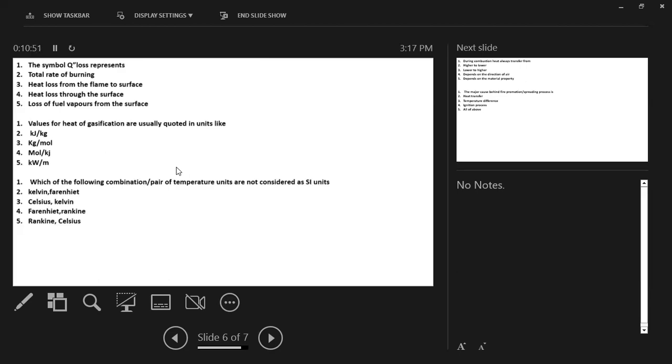So now Q loss represents, if you remember, we discussed two terminologies: heat loss from the flame to the material, that was Q flame. And from the material to the surface, that was Q loss. So heat loss through the surface, that is Q loss.